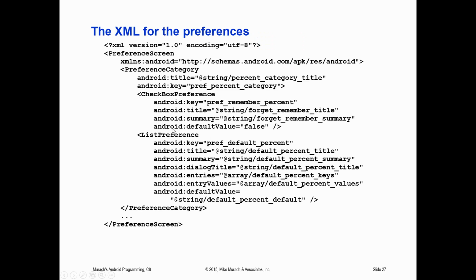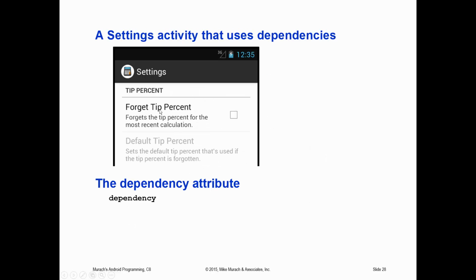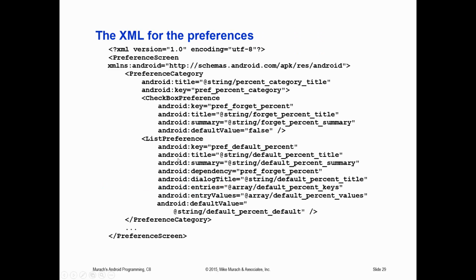Not only can you group things together, and here's the associated XML, but you can enable and disable preferences based on this dependency thing. If you notice here, this dependency value right here specifies the key of the preference that the current preference depends on. So you can enable or disable a preference by using its dependency attribute to link a preference to a corresponding checkbox element. And that's what they're showing in here and in figure 8-11 on page 251.